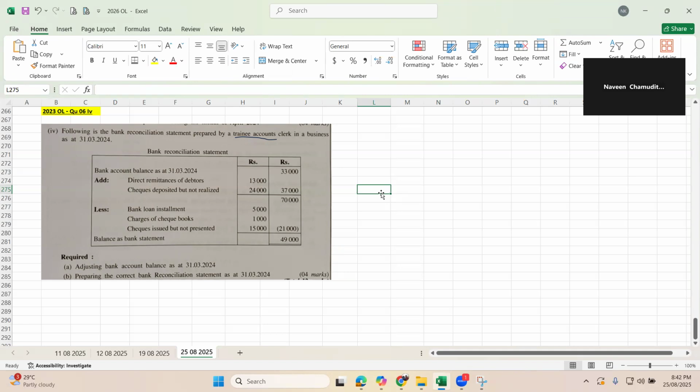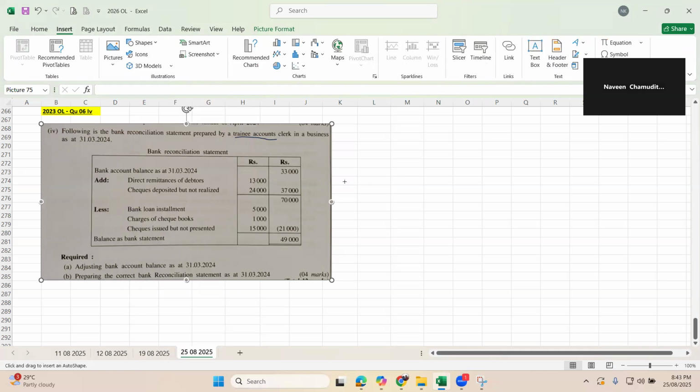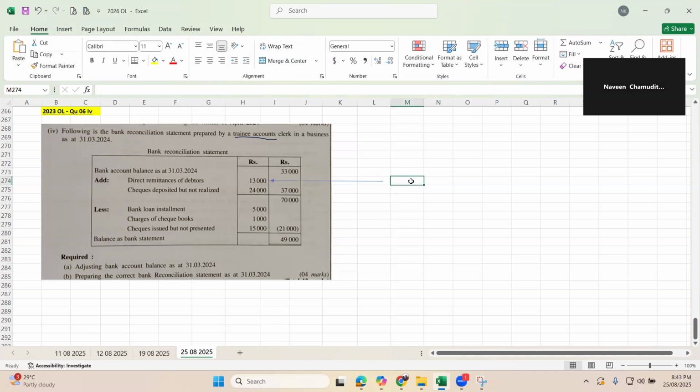So they have started with the bank account balance, 33,000. Then direct remittance from the debtor. Is it coming to the reconciliation? No, it's wrong. Where will you record that? In the adjusted cash book. On which side? Debit side. So you can see they have made a mistake here. This goes to the adjusted cash book.